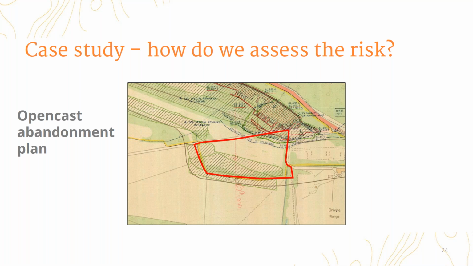This would suggest to us that the potential exists for further unrecorded shallow mine workings in the area associated with these seams. Unfortunately, the high wall boundary, so the edge of the hole in the ground, is not marked on this plan. We will need to consider the potential for open cast backfill to settle and changing ground conditions from one side of the high wall to the other.